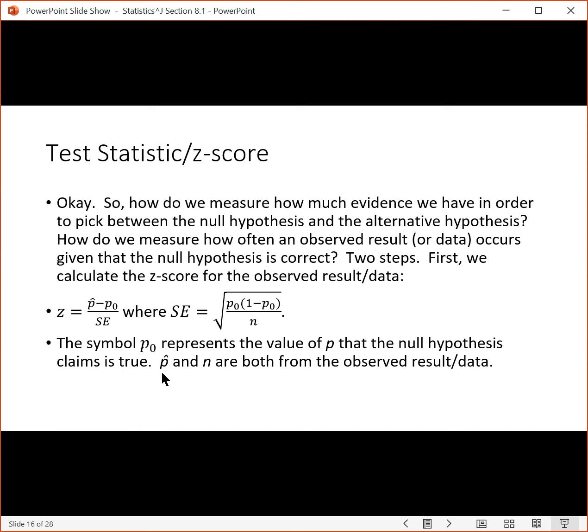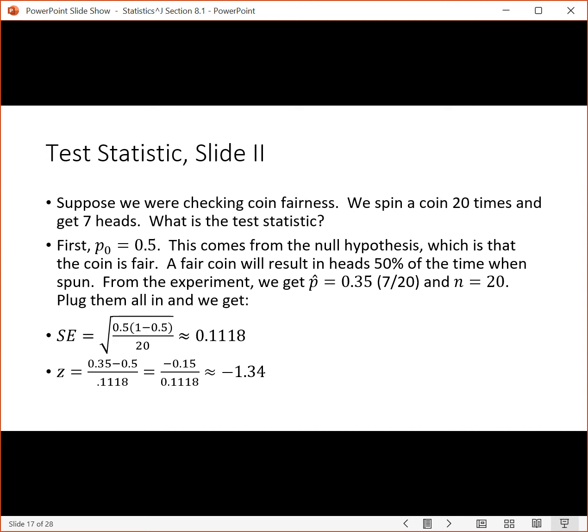So in the example earlier, if we spun a coin 20 times, that would be n is 20, and if we got 20 heads, the proportion of heads would be 100%. So we would use 1 in place of p hat. Of course, in the next slide, I get into more detail.